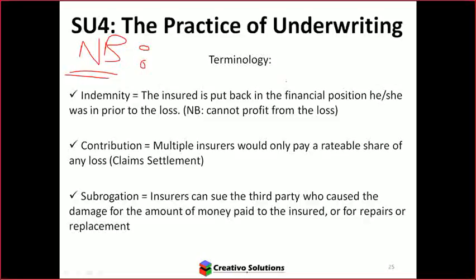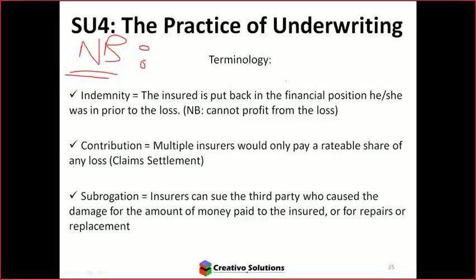No, there can't be. No one should ever come out better than they were before when looking at indemnity. For example, vehicle insurance: they're fixing the vehicle, or if they replace the vehicle, they replace it at that particular cost. So you get a vehicle of the same make, model and year as what you had covered.